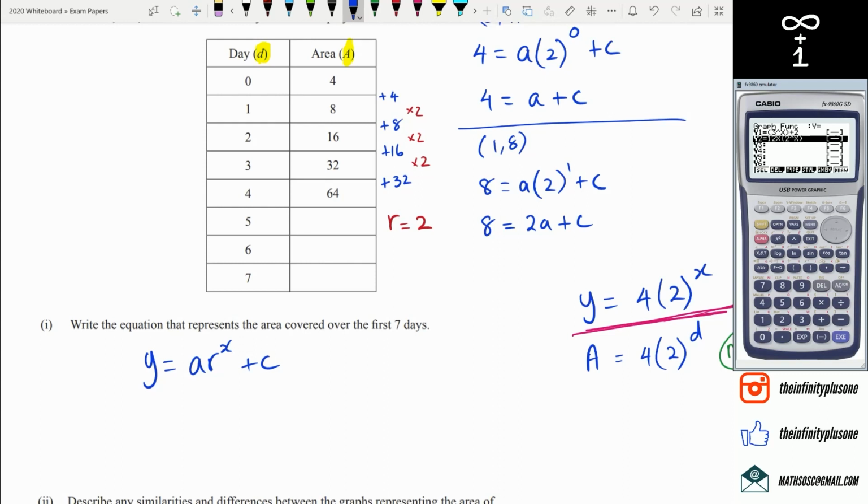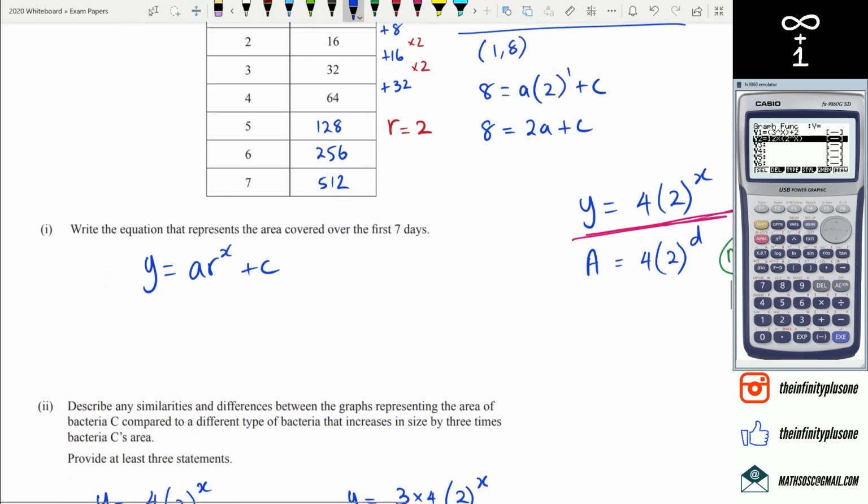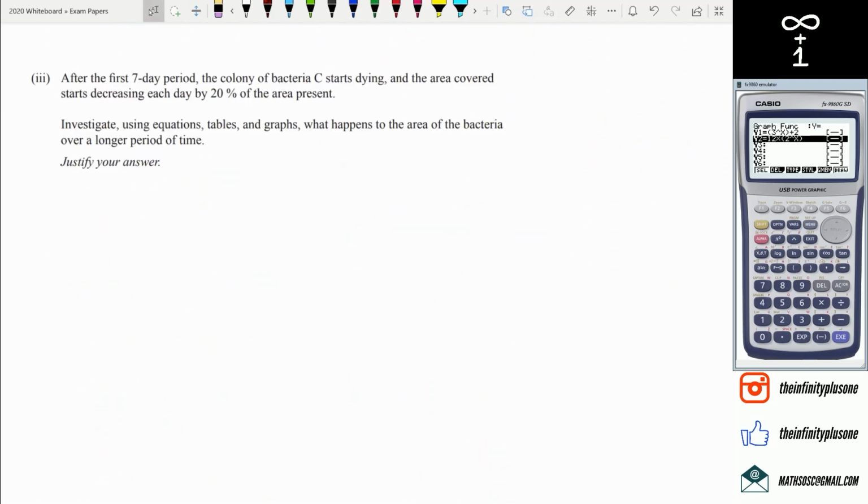So I'm going to continue that. It's going to be 128, 256, 512. So at day 7, the area covered is 512. I'm going to create a new table, the day and area. In day 7, it was 512. That's the first thing I need to know. Now it says that it's decreasing by 20%, and we want to figure out what's happening to this graph as it actually comes down.